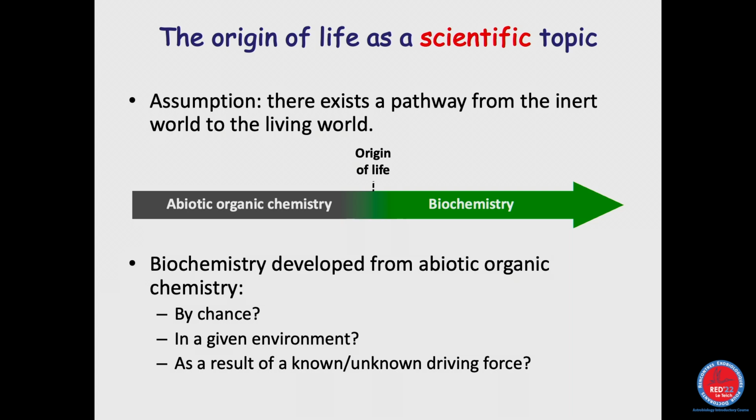We can consider this pathway, and there must be some forces that play a role in this evolution, so that biochemistry may have developed from abiotic chemistry, either by chance, as a result of the forces that were present in a given environment, or as a result of a known or unknown driving force. This field, or the chemical part of this field, is called prebiotic chemistry, which is in fact organic chemistry, which is more or less related to the origin of life.